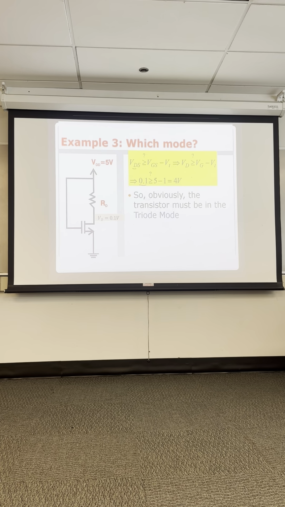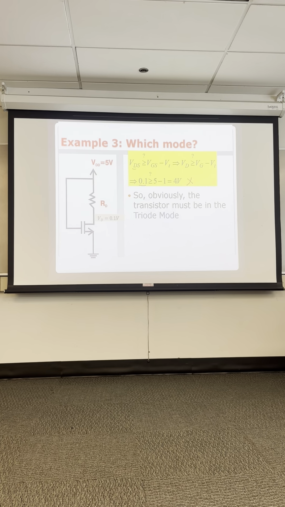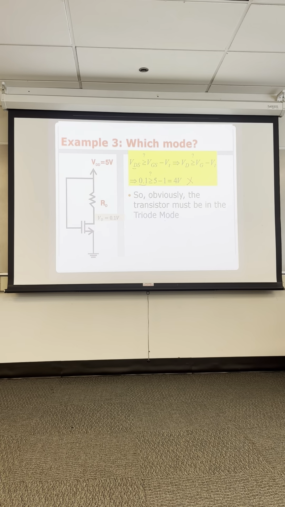And this is false. So the transistor must be in the triode mode. So now we have to change our conclusion because we found a contradiction. The note at the lower part says we might have suspected triode mode because of the low drain voltage here. Someone very experienced working with MOSFETs would probably catch on to that. You have a very low drain to source voltage, and the MOSFET is operating in the triode mode.